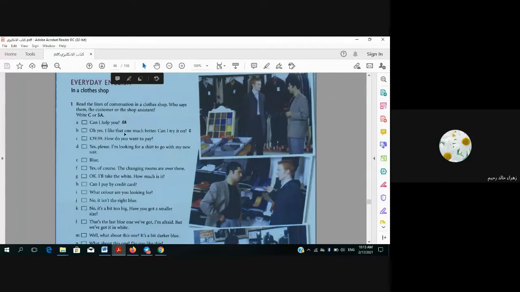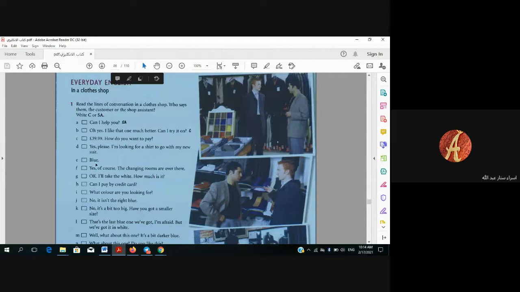Oh yes, I like that one much better. Can I try it on? 39.99 pounds. How do you want to pay? Yes, please. I'm looking for a shirt to go with my new suit.